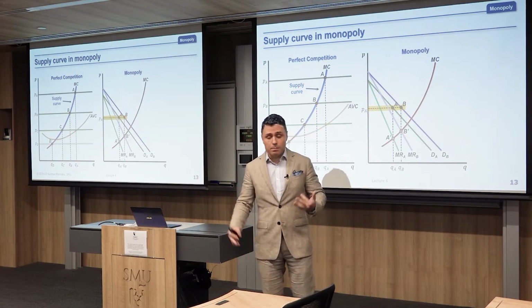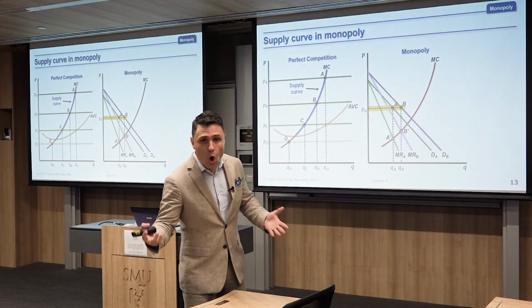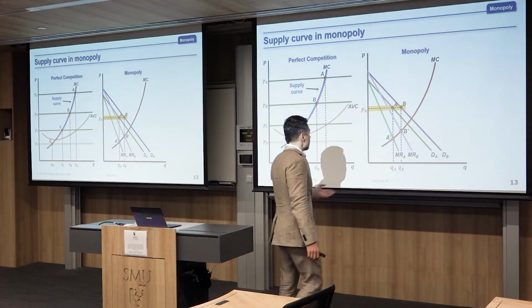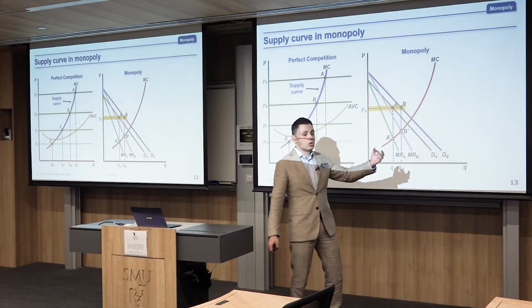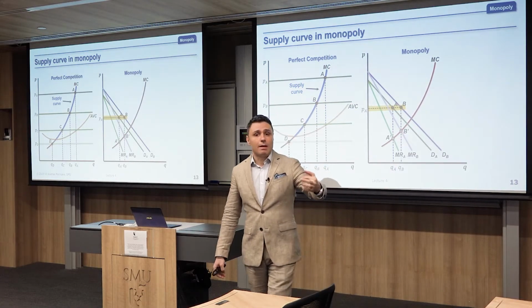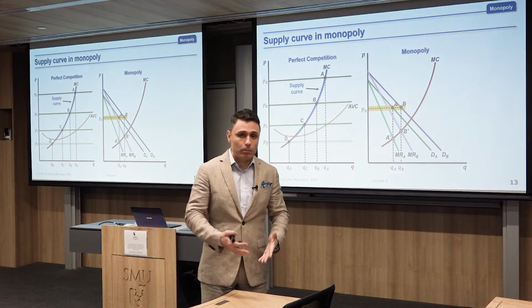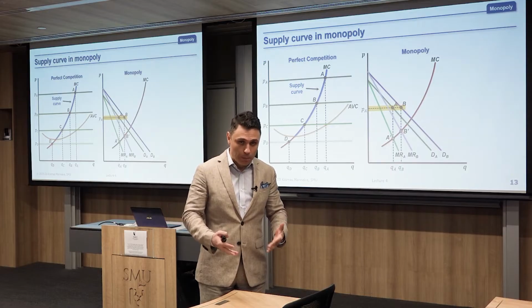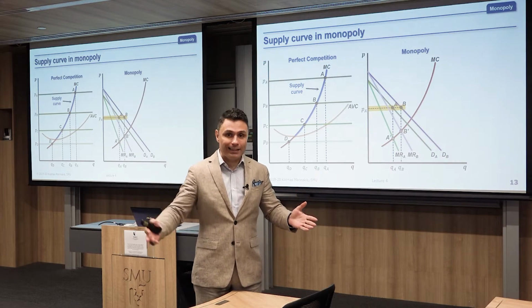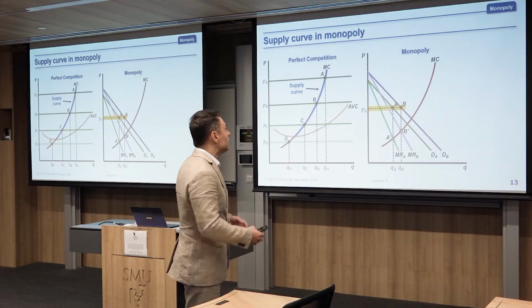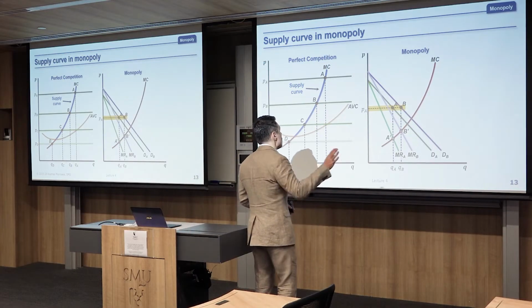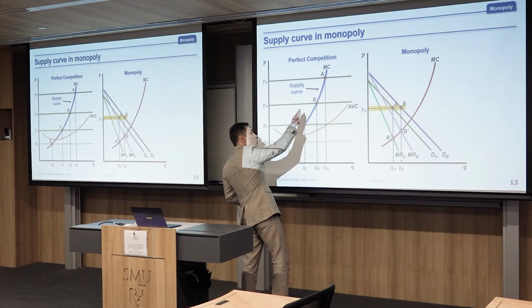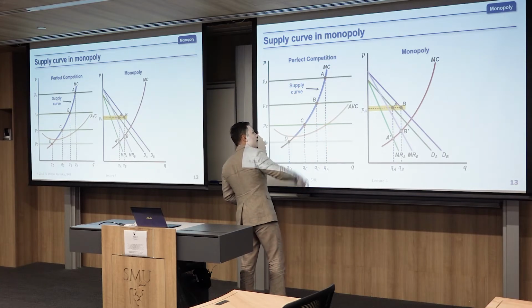So you see here that it is possible, not always the case, but it's possible that for a different quantity, you will have the same price. Actually, for a different price, you can also get the same quantity. So you do not have a one-to-one relationship between price and quantity supplied in the monopoly. You have a relationship that goes all over the place. It's not a nice line like this one that follows a uniform behavior.